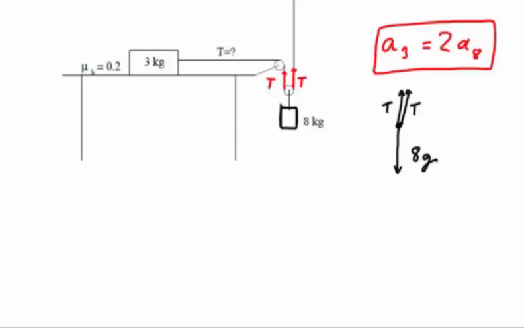The principle by which we align the coordinate system is the same as always. We do so with the acceleration, and we recognize that the 8 kilogram object will accelerate downwards, so we'll call plus the down direction.